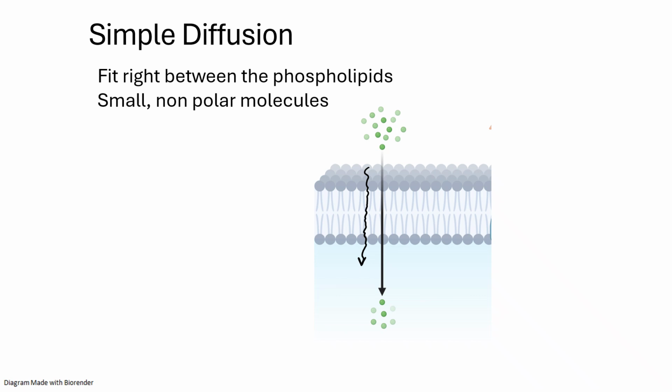Only very small molecules can do this. And because the tails of the phospholipids create that non-polar area that polar molecules are not capable of crossing, only non-polar small molecules can make the journey. Small non-polar molecules like oxygen and carbon dioxide are capable of making the journey by way of simple diffusion.